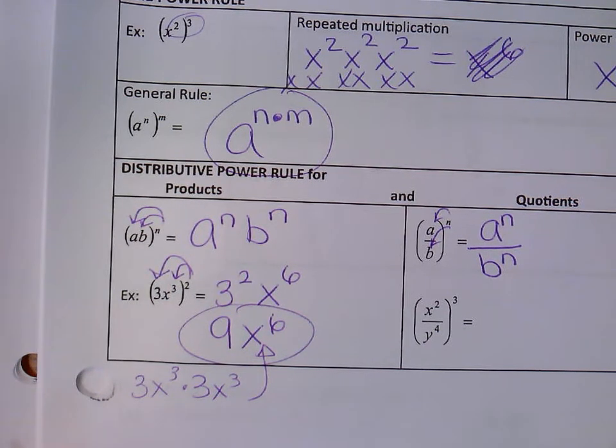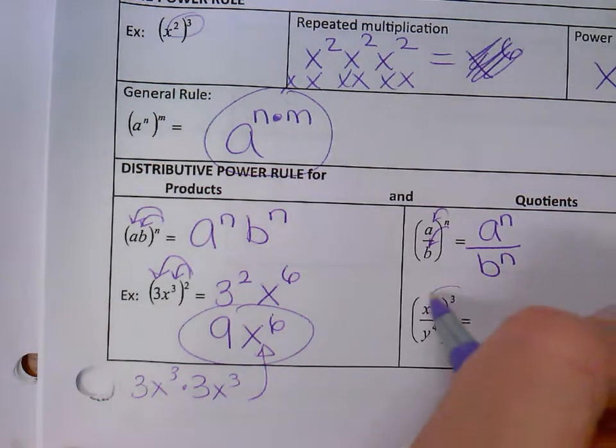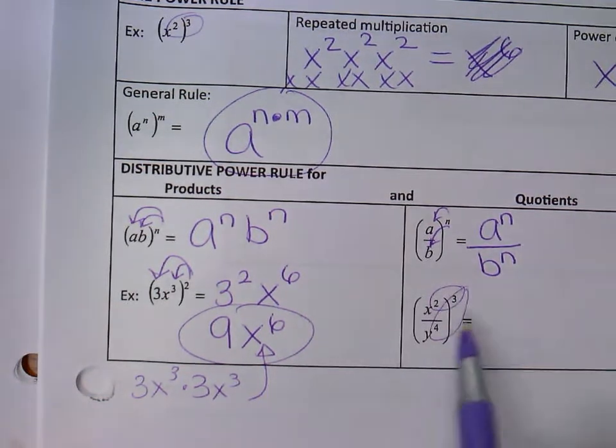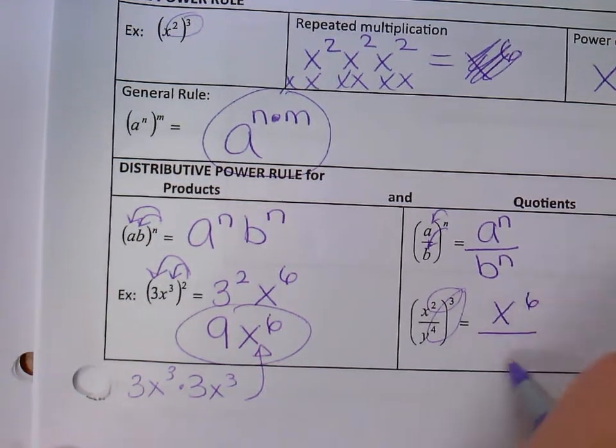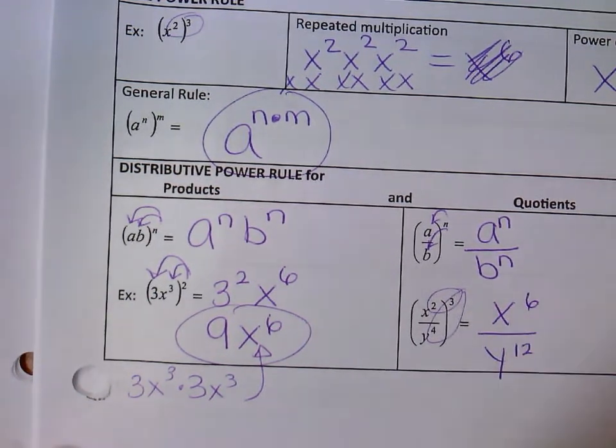What would I get on this last one? I'm distributing the 3. We already said the distributive property ends up multiplying the exponents. So it would be what? X to the 6th over y to the 12th. Yep.